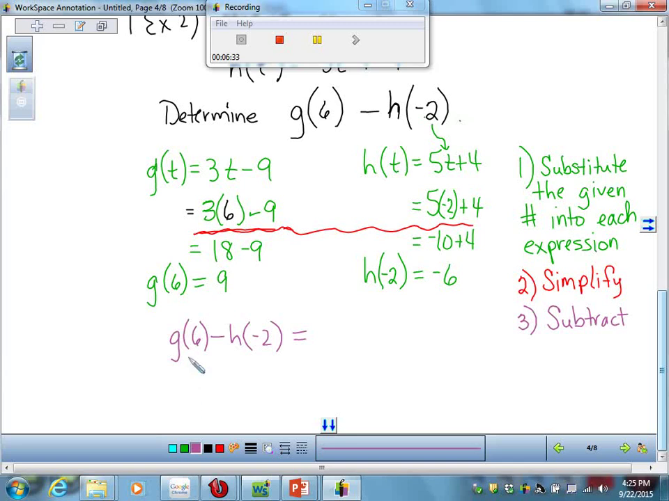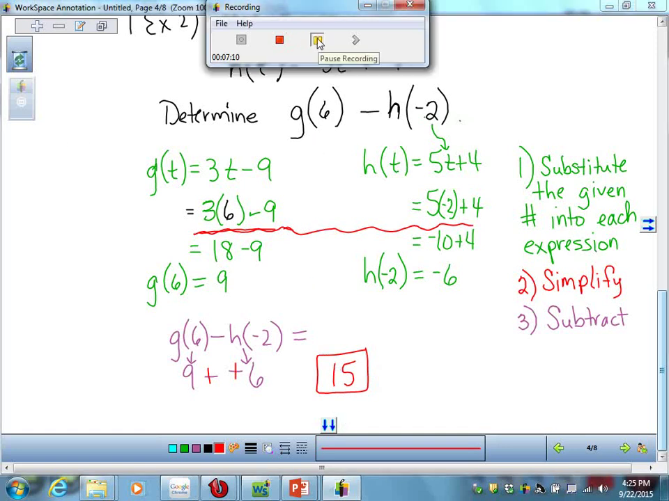G of 6 was equal to 9. H of negative 2 was equal to negative 6. So I just substituted in negative 6 here, 9 here. 9 take away a negative 6. Be careful, we got a double negative here. Double negative makes a positive, so we got 9 plus 6, which is equal to 15. So g of 6 take away h of negative 2 equals 15. Go ahead and pause and record your answer.